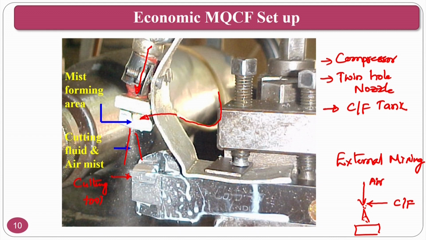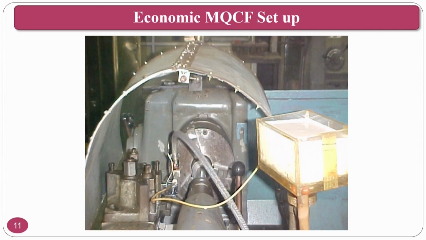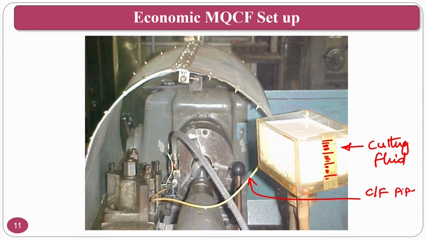This is about the machining system with minimum quantity cutting fluid, how the zoomed version looks like. If I want to see the overview, how it looks like, this is the cutting fluid tank, and you can have a graduated scale here. This is the graduated scale where the graduations are there, so you can measure the cutting fluid quantity, how much is flowing and all those things. This is the air pipe, this is the cutting fluid pipe, and this is the compressed air. Air is coming from this one. So this is the twin hole nozzle.